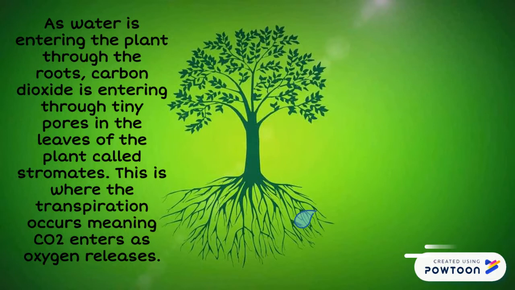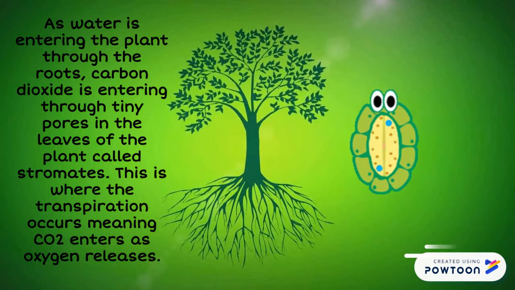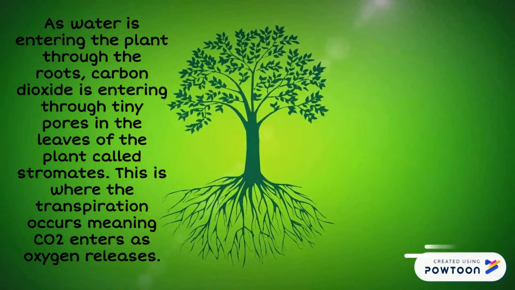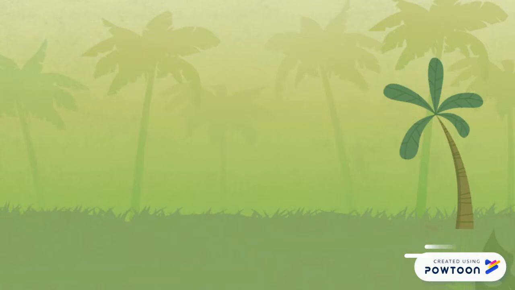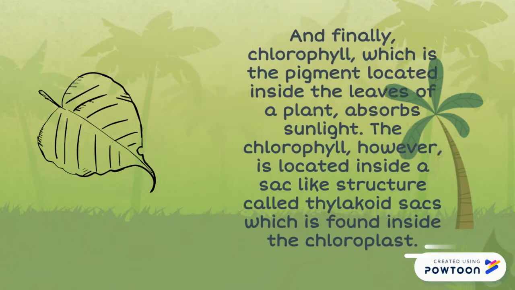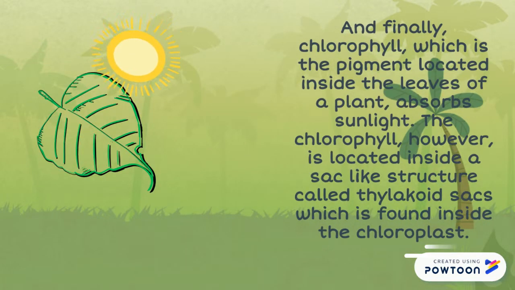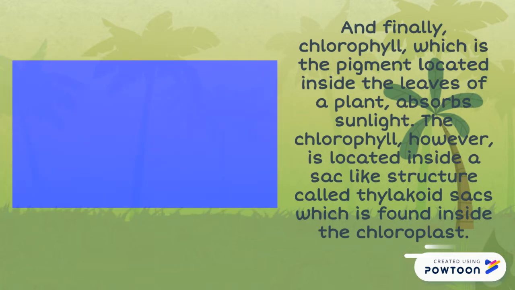As water is entering the plant through the roots, carbon dioxide is entering through tiny pores in the leaves of the plant called stomata. This is where the transpiration occurs, meaning CO2 enters as oxygen releases. And finally, chlorophyll, which is the pigment located inside the leaves of a plant, absorbs sunlight. The chlorophyll, however, is located inside a sac-like structure called thylakoid sacs, which is found inside the chloroplast.